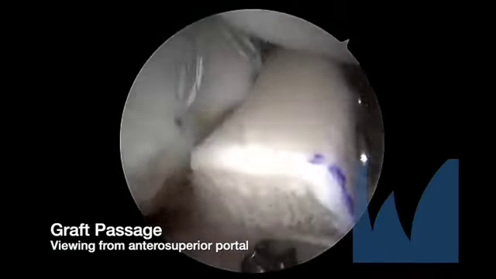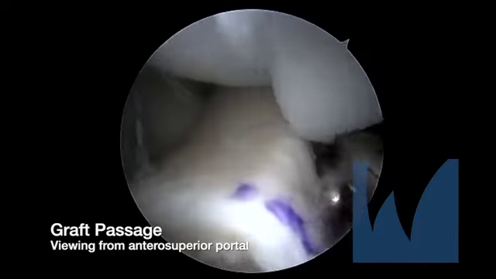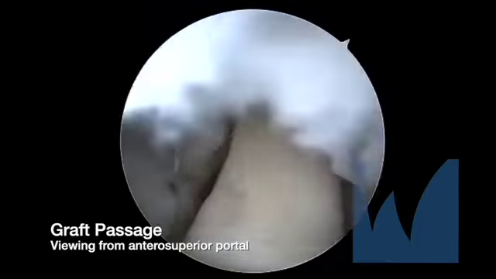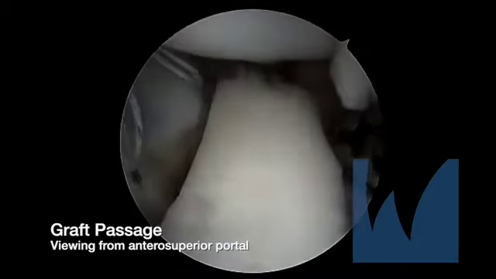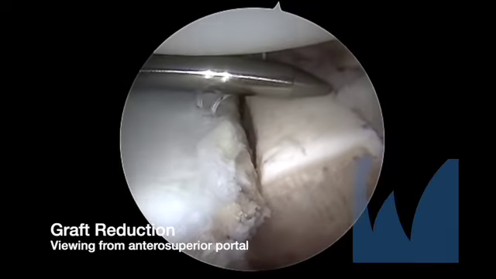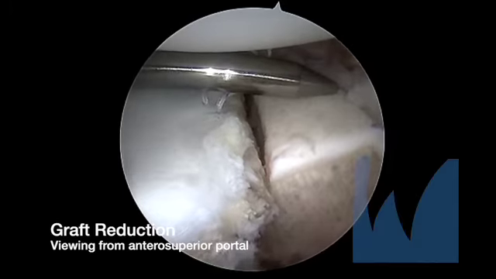The antero-inferior portal is dilated and the prepared graft is brought adjacent to the anterior rim of the glenoid as the endobutton suture tails are received posteriorly through the transglenoid tunnels. The graft is tensioned to 100 newtons. Sutures are then secured with Nice knots.